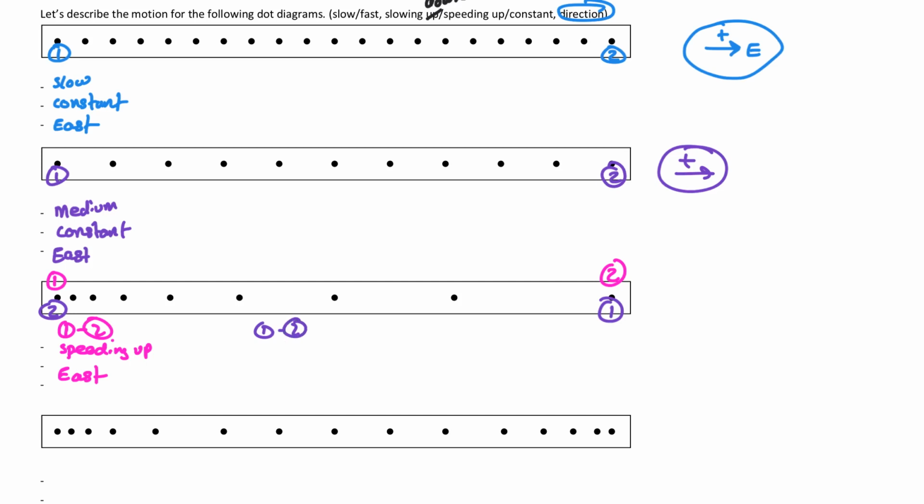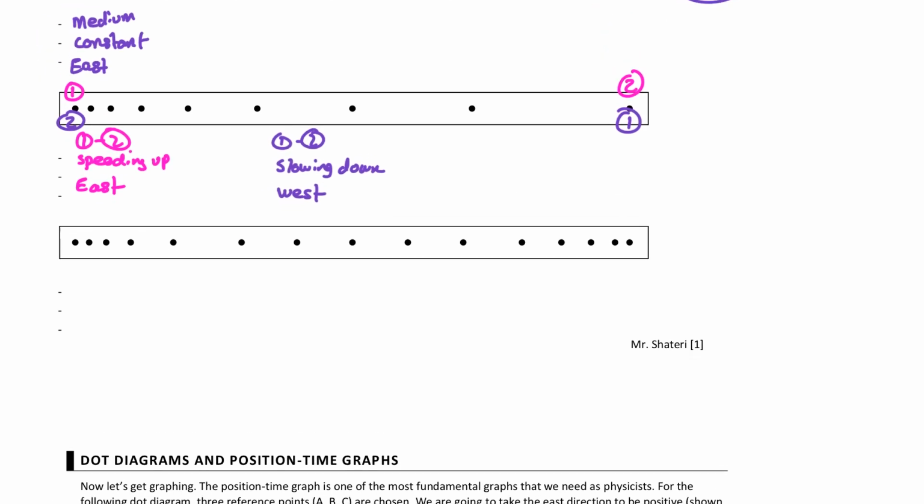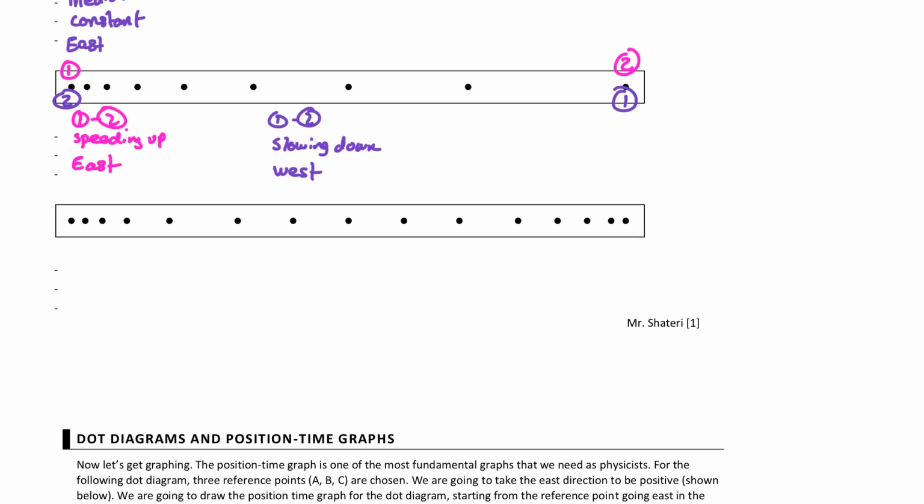This object, initially if it was here, in the first second it traveled a lot, the second less, the third second less, the fourth less, and less as time progressed. So in this case, the object was slowing down, and in terms of direction, the object was moving in the west direction. Moving on to the next one, you can try this on your own, and then we will talk about it.